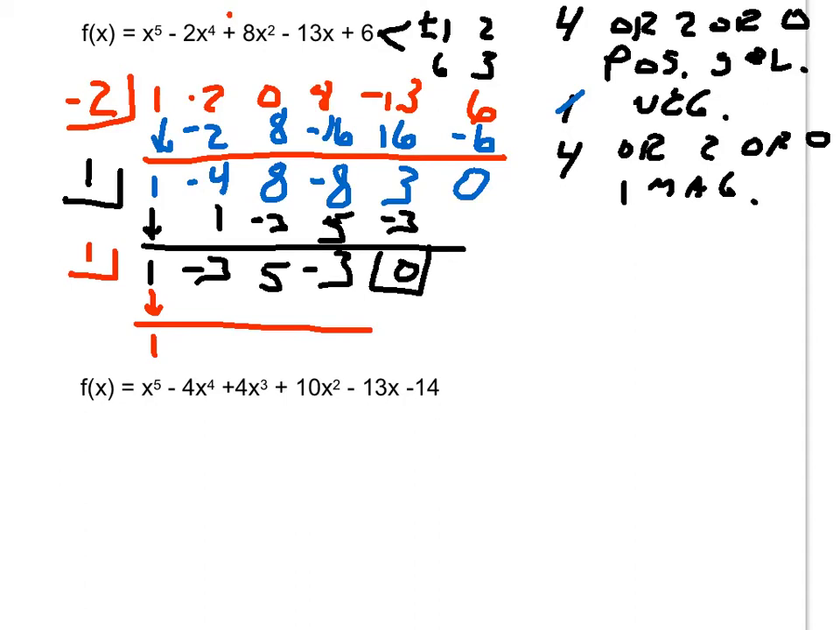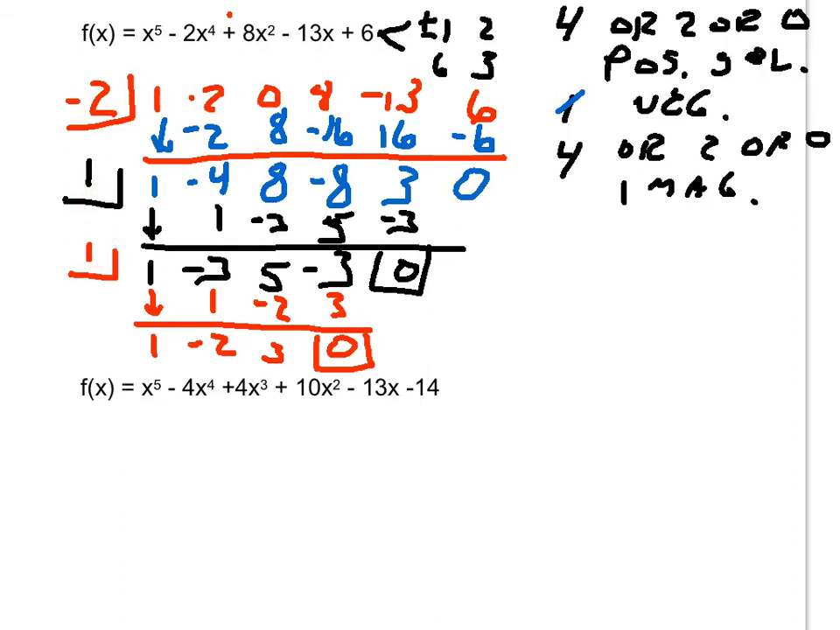So now we can multiply, add, multiply, add, multiply, add. So there, using 1 again, I got the 0 again. So I know that we're supposed to have 4 or 2 or 0 positive solutions. Remember, even though the 1 is listed twice, we can count it as 2 separate solutions. So there's 2 of our positives.